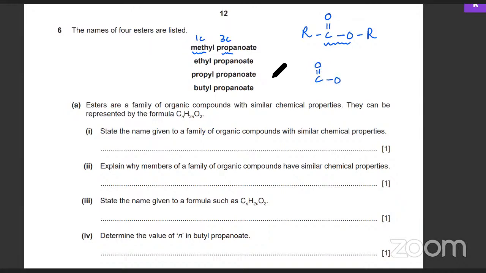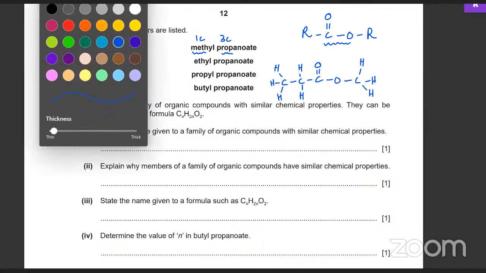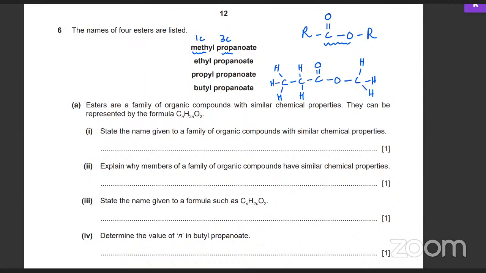So methyl side is the alcohol OH side. It's this side. So that side is one carbon atom. So there's going to be one carbon atom on this side. And prop is three carbon atoms on the other side, the double bond O side. And there'll be these H's, right? Three of them over here, two over here and three over here. Okay, so that's your methyl propionate, and that's your ester group.